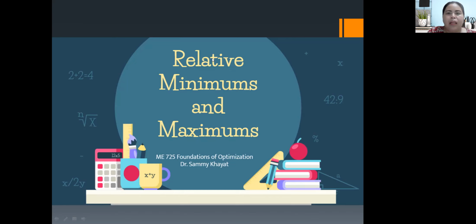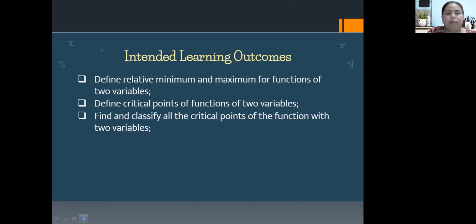So what are our intended learning outcomes for this particular lesson? Here, we are expected to define relative minimum and maximum for functions of two variables. Also, we have to define critical points of functions of two variables. And lastly, we are going to find and classify all the critical points of the functions with two variables.